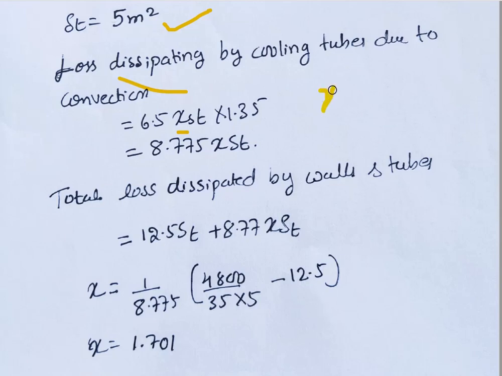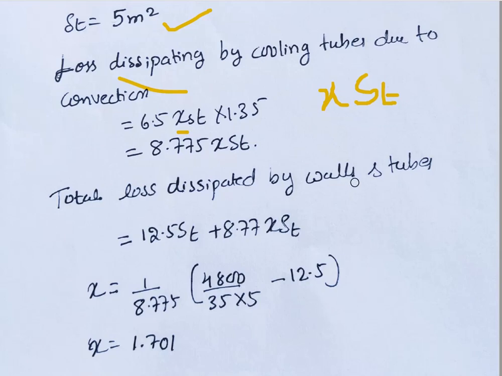This is x and this is st. Like this it is. Yes. It is x into surface area of the tank into 1.35. This is due to the convection. So you will get 8.775.